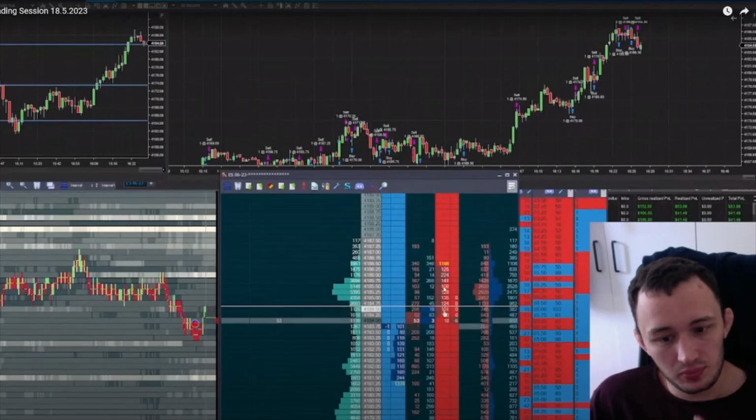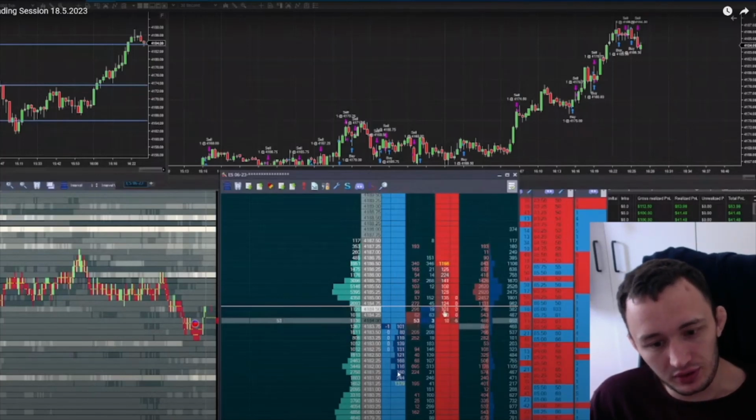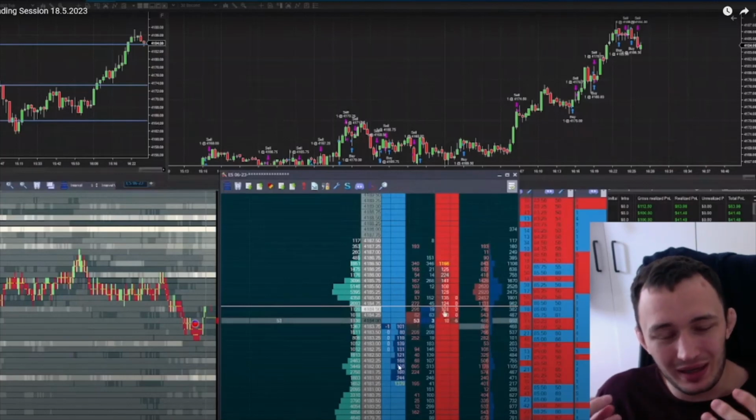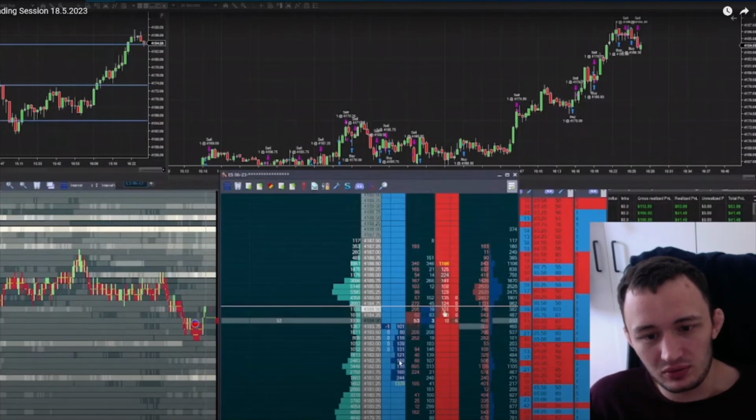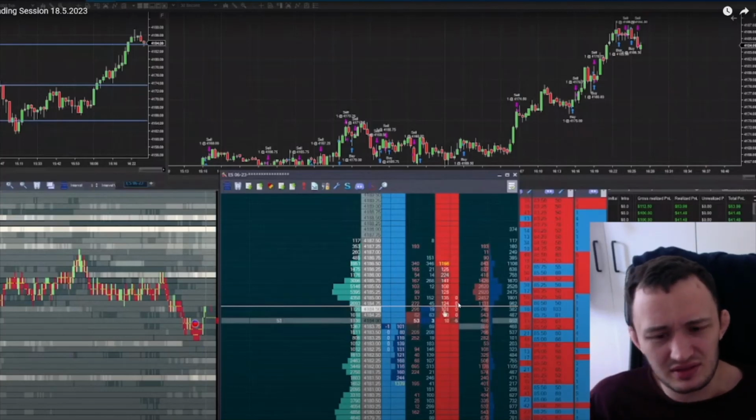I do pay attention to the change in the number of orders here. I don't count them. That's also a misconception when you're trading order flow, that you count every single number and do some maths or something like this. No, you just have a feel for it. Okay, these orders are getting less, these orders are getting more, for example, stuff like this.